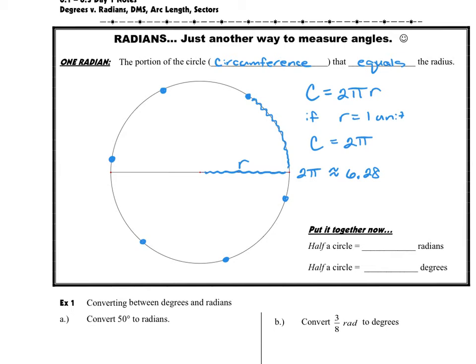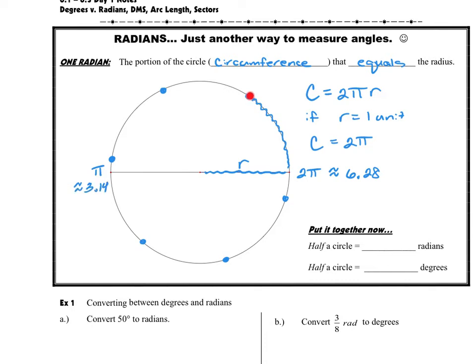So now let's think in terms of half the circle. We said that when we rotate around, if we only go half the circle, well, if the whole circle is 2 pi, then half the circle is 1 pi. That's, of course, going to be an exact number, and pi is 3.14, so that's going to approximate as 3.14 then.